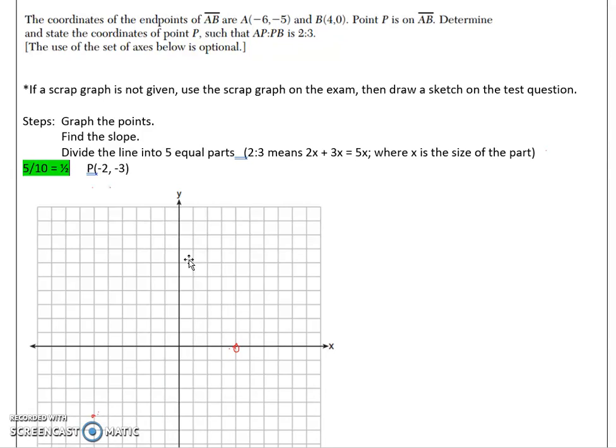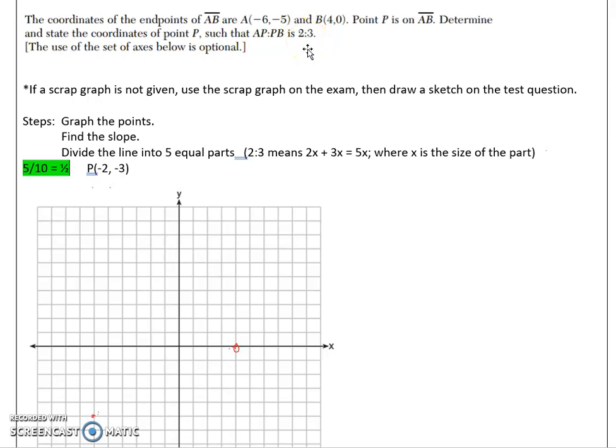The last example really doesn't have anything to do with parallel and perpendicular necessarily, although it could sometimes, but it does have to do with partitioning a line. So if we have the coordinates of the endpoints of a segment, so if this is AB right here, A is -6, -5, and B is 4, 0, they're asking us to place a point on this segment that divides the segment into a ratio of 2 to 3.